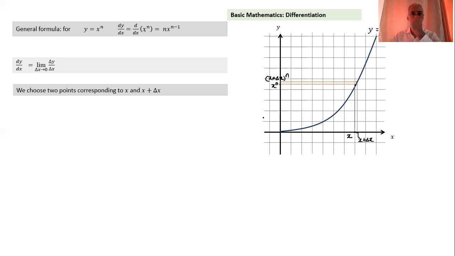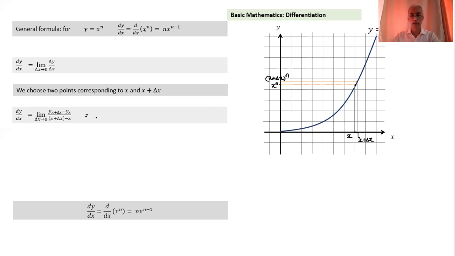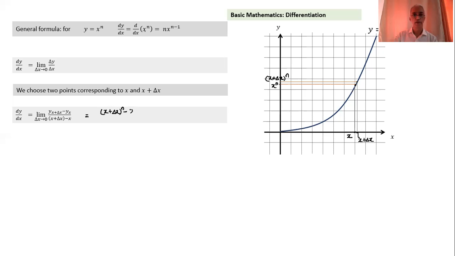Let's do that one. So which 2 points have we chosen? We have chosen points corresponding to x and x plus delta x. These are the 2 points here. So this is what we need to find, this expression. So can we substitute this value? Yeah, let's do that. Let's put those values. Just substitute it here: x plus delta x raised to power n minus x raised to power n, divided by delta x.